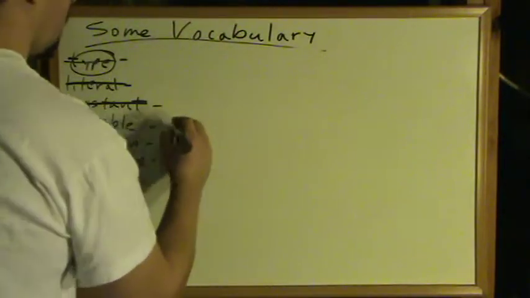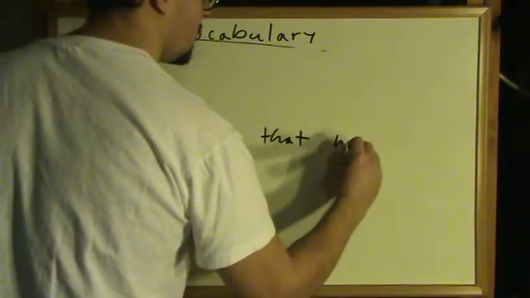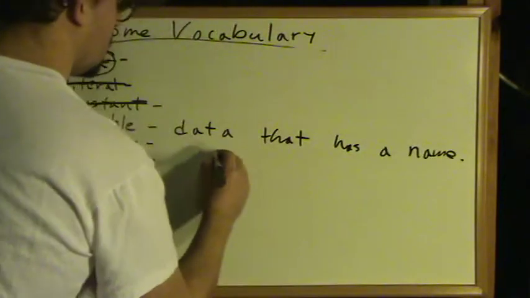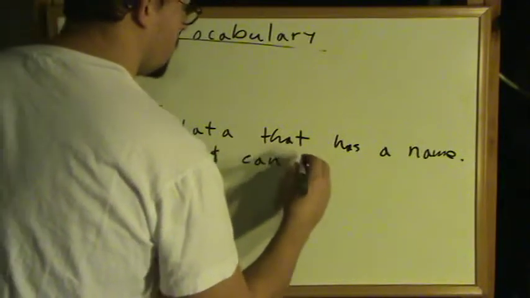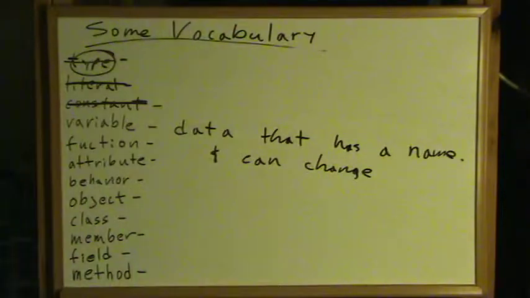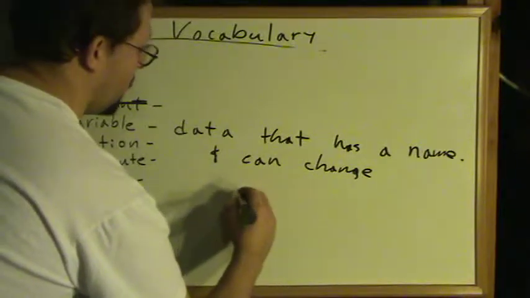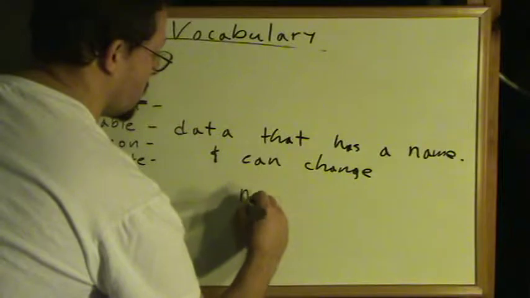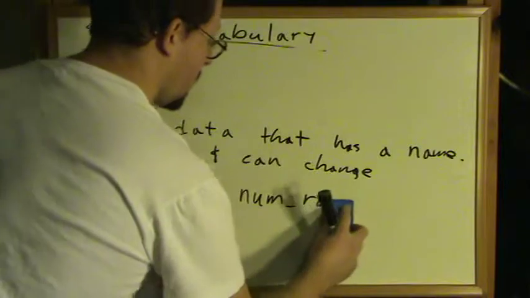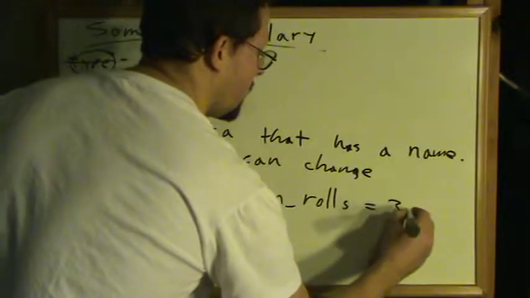A variable is data that has a name and can change in your program as your program runs. So remember the example I gave in class, we had a number of rolls counter, say numRolls, like how many times we rolled dice. And we started out with it being 3.